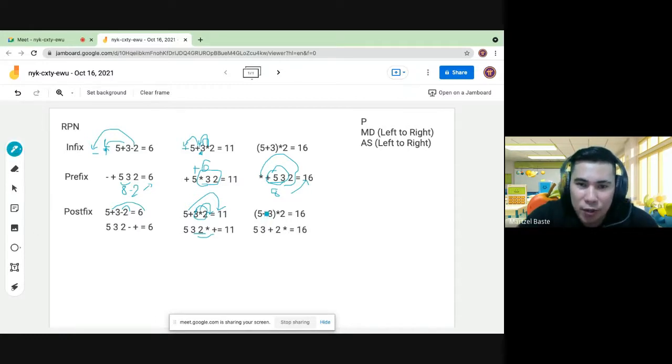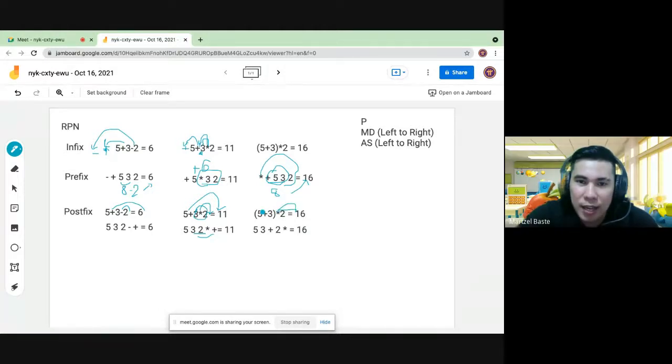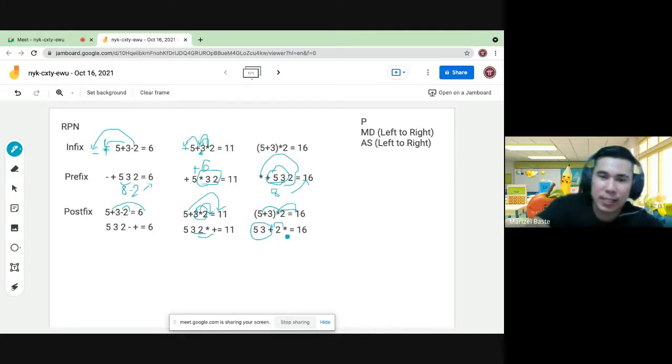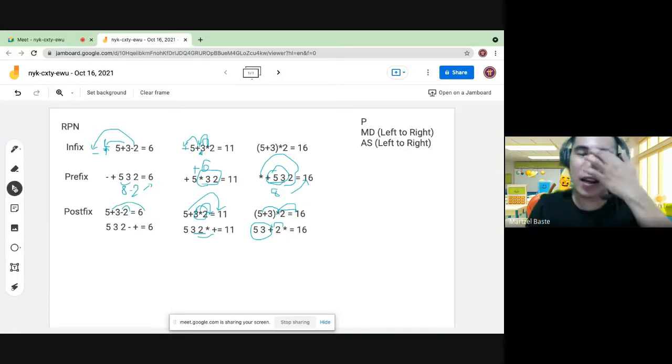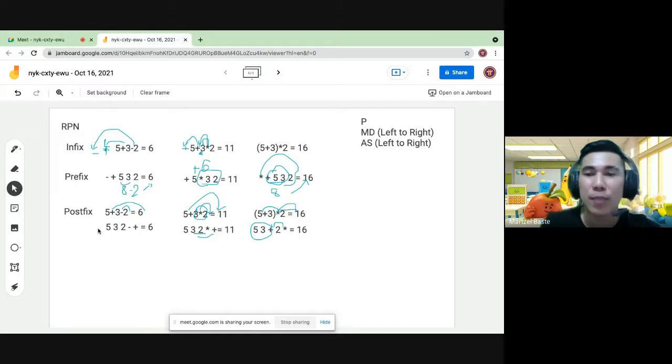Okay, unsay unahon? Ang naa sa parenthesis, 5, 3. Okay, so kani man na, no? And then kani. Ayan, kay nasa parenthesis. So, unahon ni 5 plus 3, 8. And then plus 2, times 2, sorry. Times 2, which is ang operator is 16. So, that is the reverse polish notation. I mean, the polish notation, prefix and postfix.